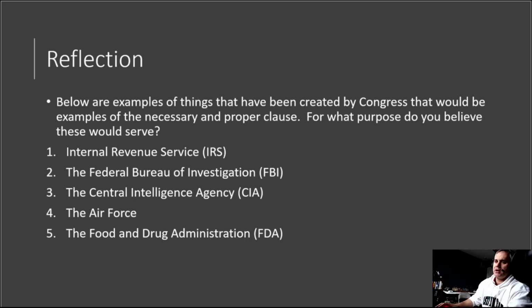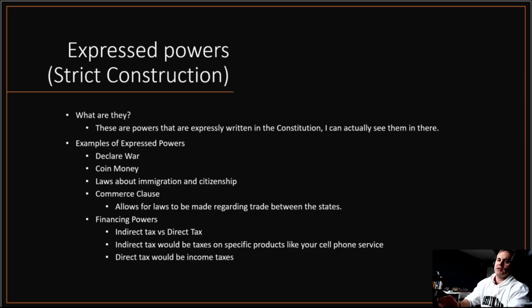Okay, some express powers. Express powers would be the strict construction. These are things, again, that I can see specifically within the Constitution. Some examples are declaring war. I know the Congress has that power. I can find it within the Constitution. The same thing about coining money, laws about immigration and citizenship. Commerce Clause, that's something I referenced just a moment ago. Financing powers, indirect tax versus direct tax.